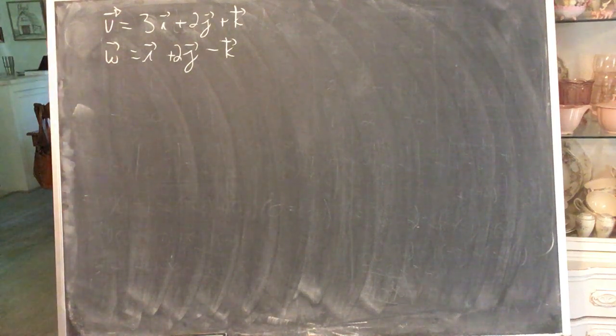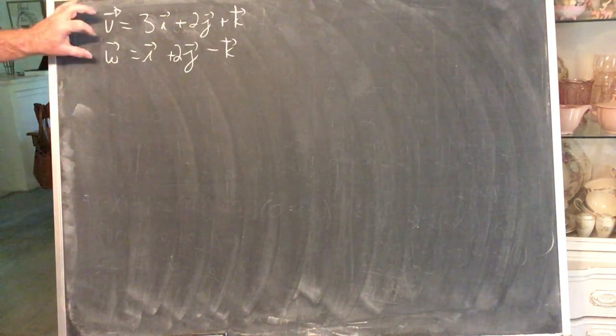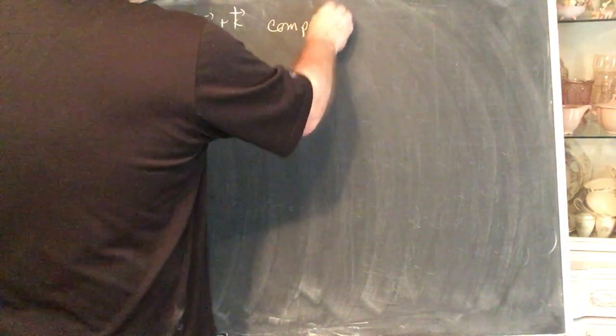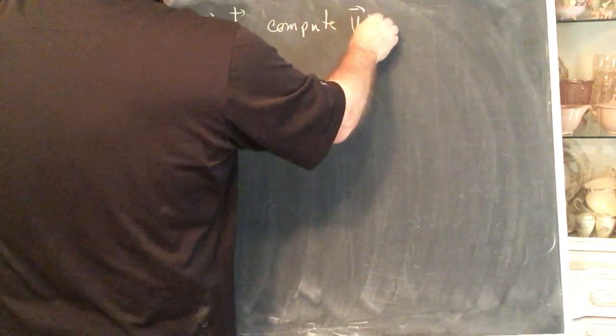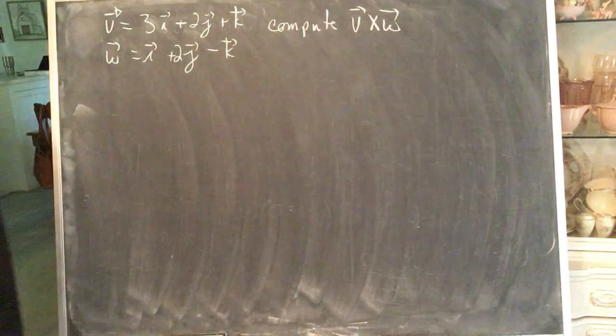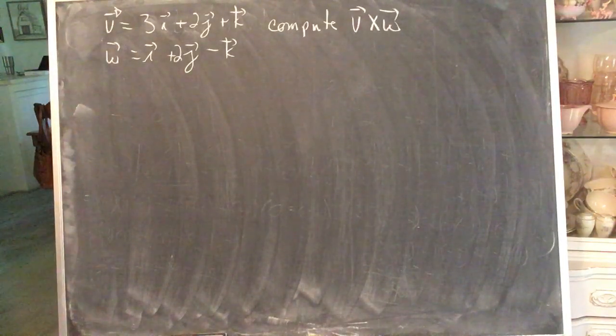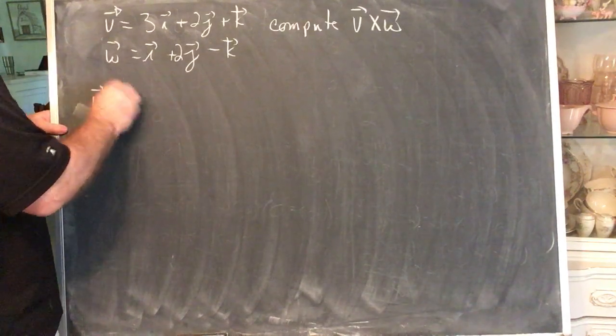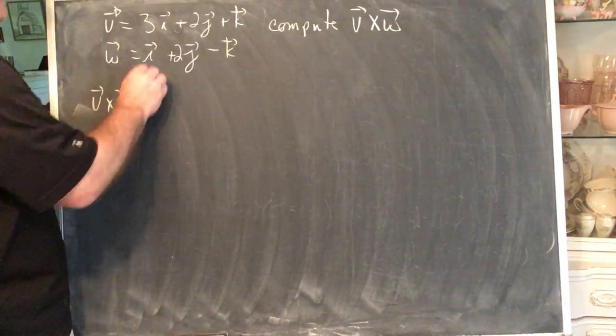Okay, our next procedure is to take these two vectors, use what we've worked with the determinants, and see if we can compute the cross product. All right, V cross W. This is the procedure. I'm just going to give this as a statement of fact.